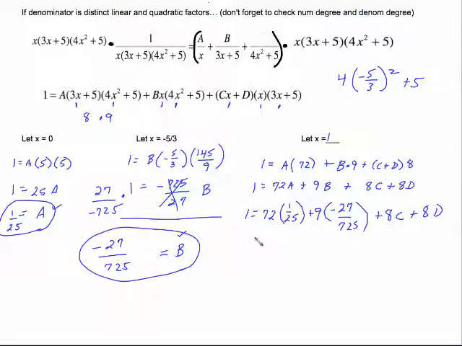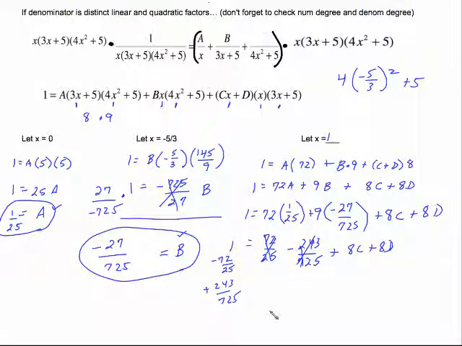I'm going to clean this up. 72 times 1 over 25 is 72 over 25. 9 times negative 27 over 725 is negative 243 over 725. Still, plus 8c plus 8d, and it's still 1 over here. So what I did then is I used the graphing calculator to go ahead and subtract 72 25ths and add 243 over 725 over to this side. So this is minus 72 25ths, gets rid of that, plus 243 over 725, gets rid of that. So this side says 8c plus 8d.